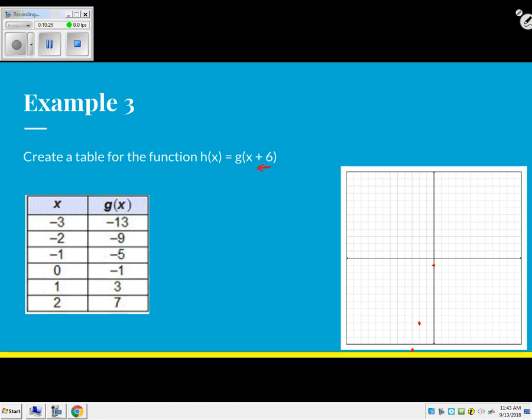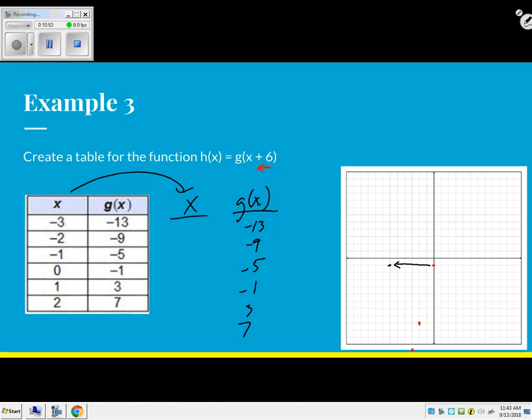So this red point, 1, 2, 3, 4, 5, 6, I'm moving it all the way back to right here. So its y value didn't change. So the g of x is still the same. What's going to change is the x value when I bring it over. This g of x is still the same: negative 13, negative 9, negative 5, negative 1, 3, and 7. It's the same height.